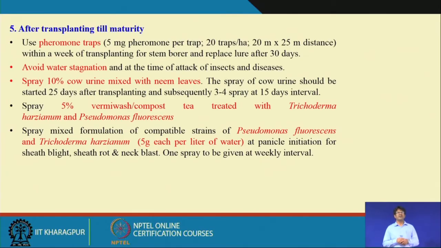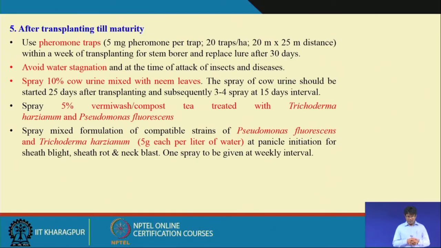Avoid water stagnation, and at the time of the attack of insect pest and diseases, the field should be drained out. If there is standing water, the field can be drained out, so the spread of the disease or the insect pest can be controlled. As we are discussing the SRI system, that is very good because it is less infested by pest and disease, because you do not keep standing water, only saturation is maintained, field capacity and saturation, no standing water. In that case, there is less disease and pest in SRI as compared to conventional transplanting, where more than 5 centimeter standing water is maintained.